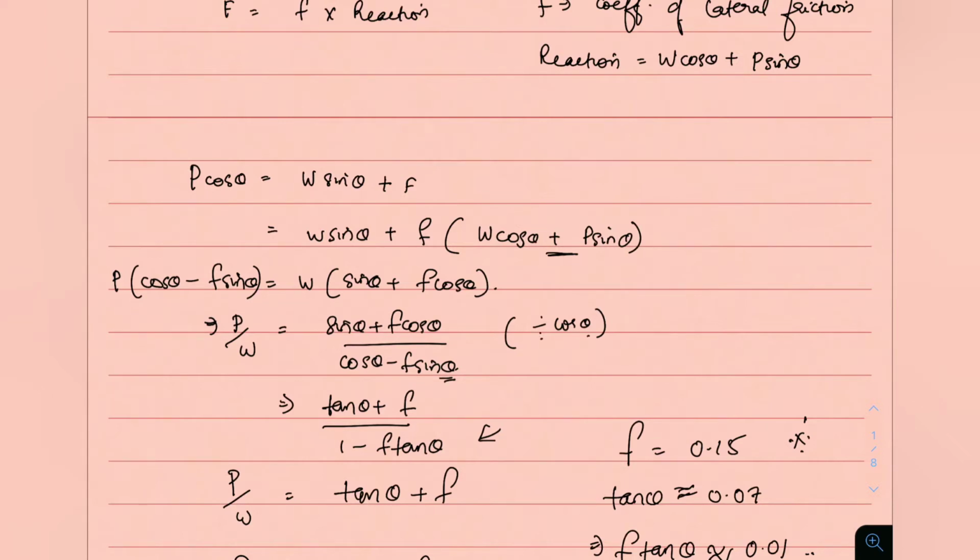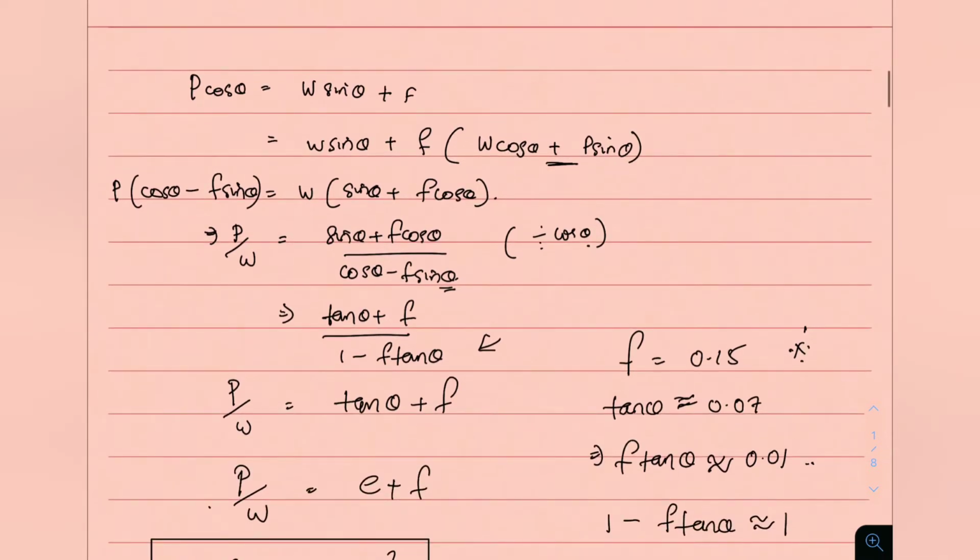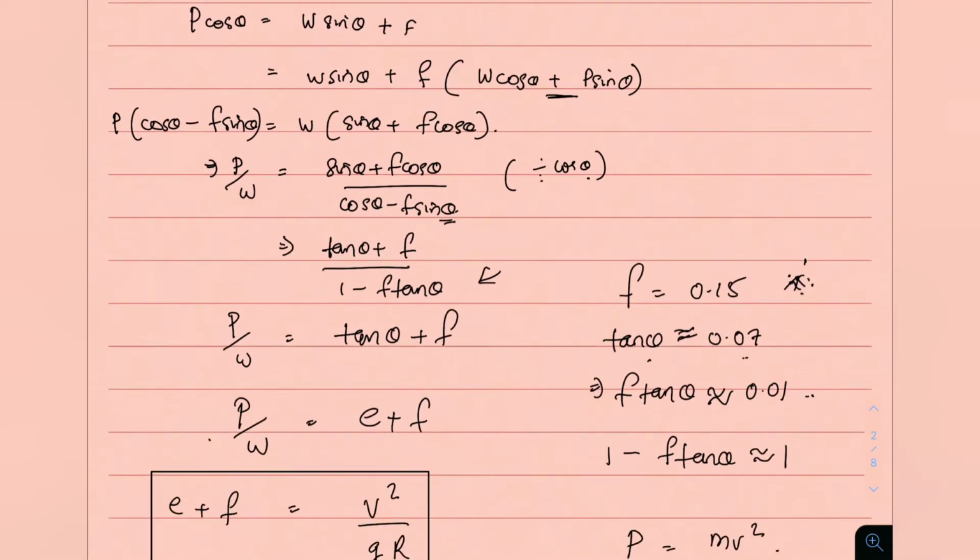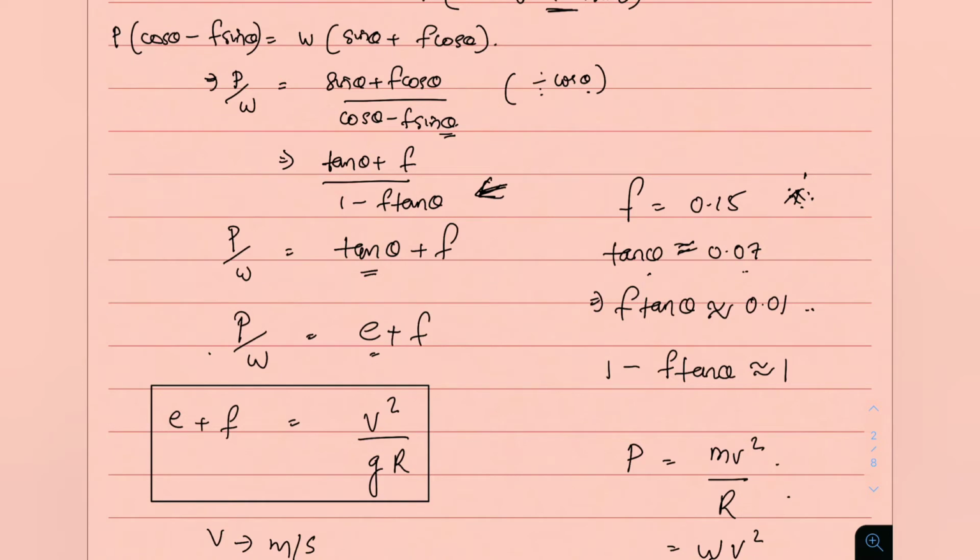Dividing this by cos theta, we have tan theta plus f by 1 minus f tan theta. We have f value maximum as 0.15, which is very important, and tan theta is almost equal to 0.07. In different cases, it can be slightly different, but we take it as 0.07 here. So we have f tan theta almost equal to 0.01. Therefore, 1 minus f tan theta will be 0.99, which is approximately equal to 1, which means that the denominator can be taken as 1. So P by W is equal to tan theta plus f. We know that tan theta is equal to small e. So we have P by W is equal to e plus f.